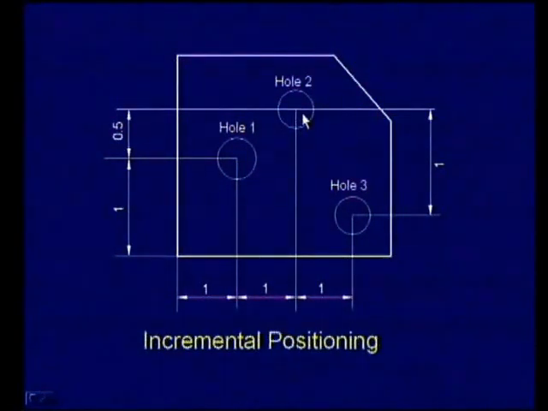So this is the basic difference between absolute dimensioning and relative dimensioning. That is, in case of absolute dimensioning, there will be a fixed point, we may call it a datum or an origin. Coordinate of any point in the drawing is referred with respect to that datum. But in case of incremental positioning or relative dimensioning, the point in the drawing will be referred with the previous point. So that is the basic difference between relative and absolute dimensioning or positioning.